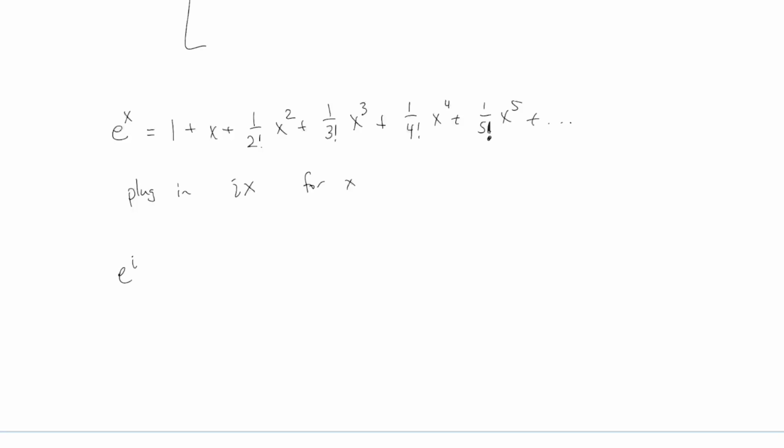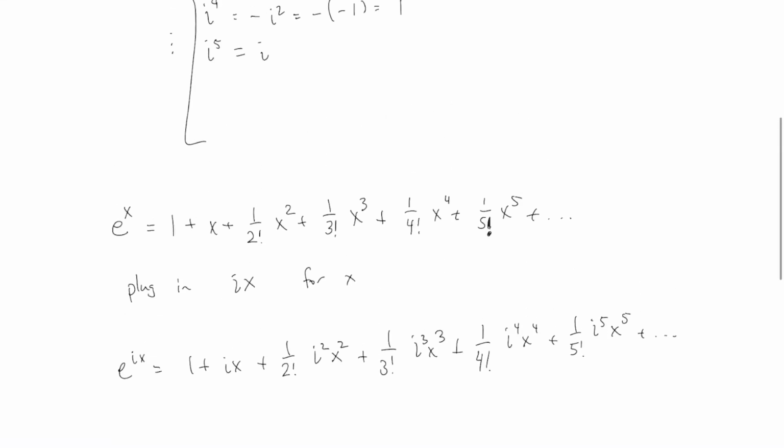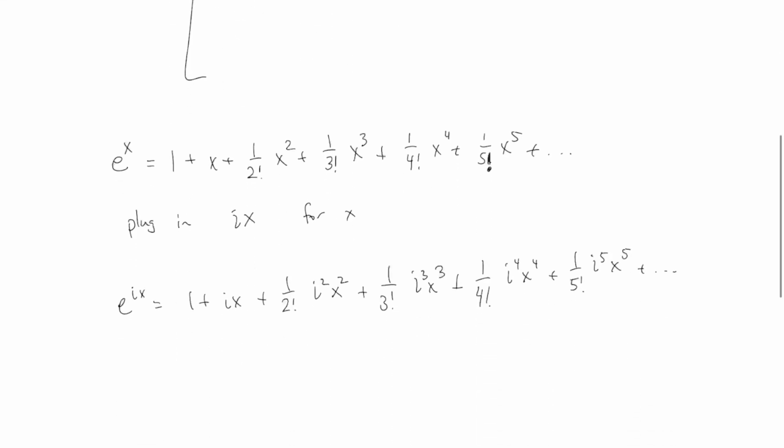It will say e to the ix is 1 plus ix. Every x I change to an ix. So this is going to say 1 over 2 factorial, and x squared becomes i squared x squared. I'm replacing every x by an ix. 1 over 3 factorial, i cubed x cubed. 1 over 4 factorial, i to the 4 x to the 4. 1 over 5 factorial, i to the 5 x to the 5, etc. I just replaced all the x's with ix's. But now, according to those patterns up there, these blocks of powers of i, you can simplify the powers of i here.